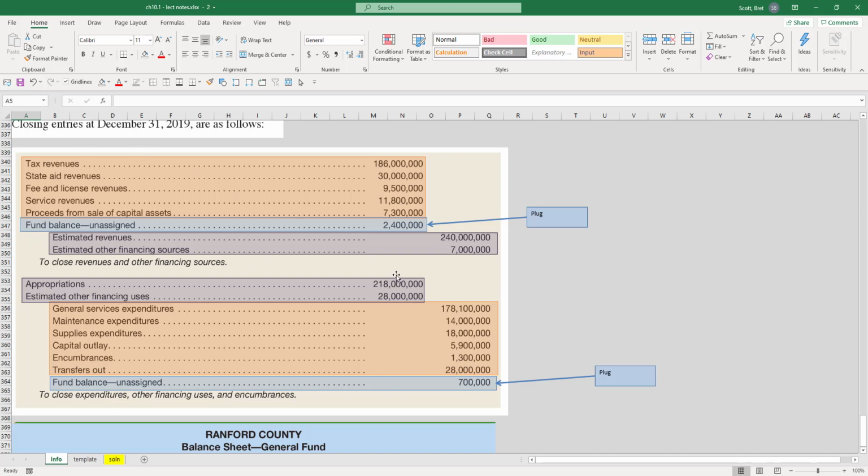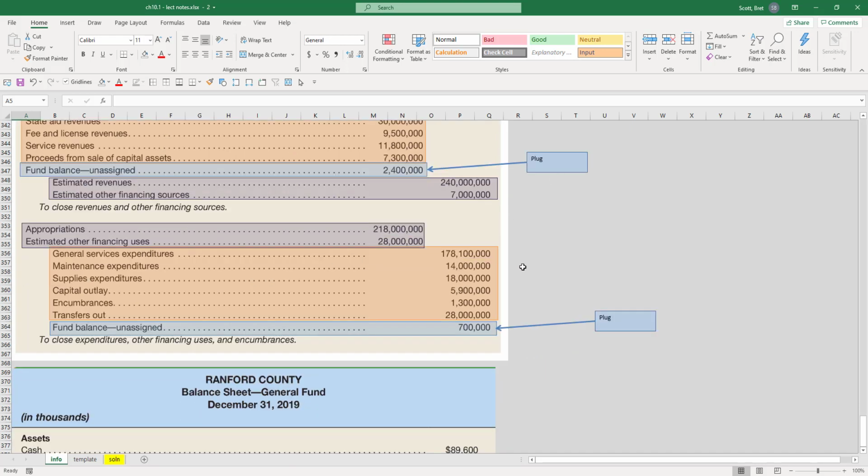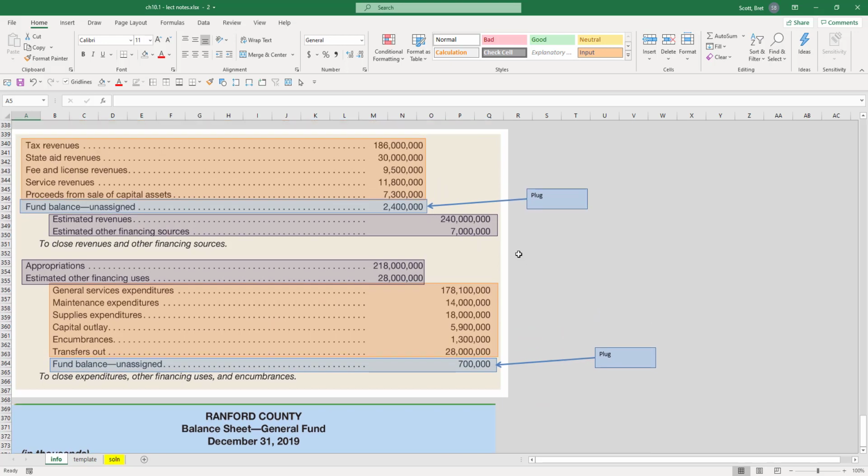This is essentially the closing entry. The plug figures are going to the fund balance unassigned. And that helps determine for us also relatively how close we were from when we initially estimated our revenues and our expenditures. We can kind of see that we were off with the revenues by about 2.4 million, and we're off 700,000 on the expenditures. But are those good or bad?